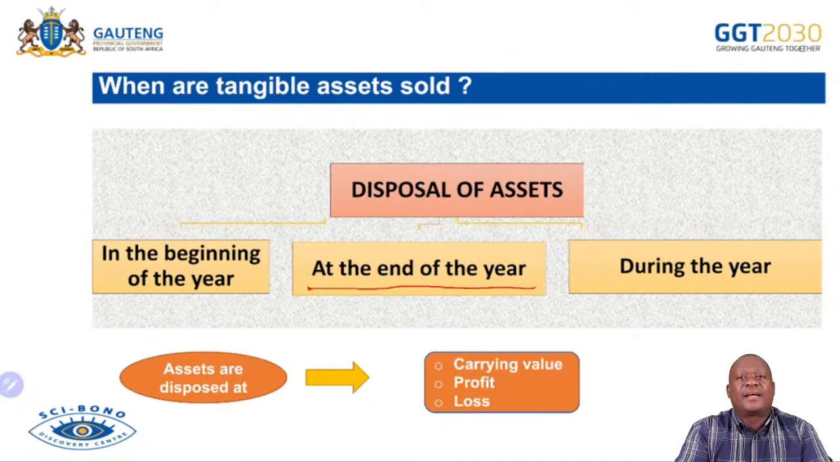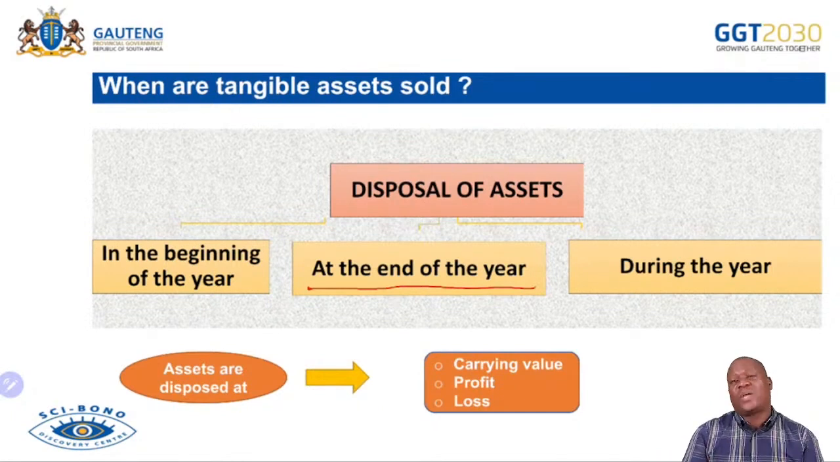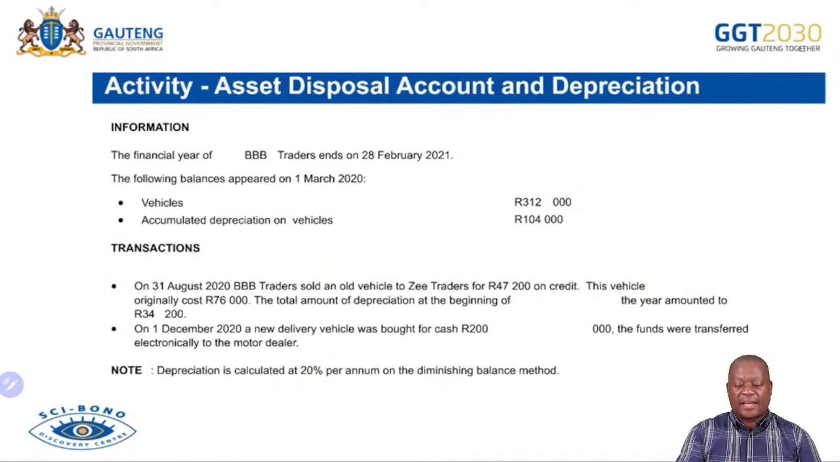But if an asset is being sold at more than its carrying value, we are having a profit. More than carrying value, profit. Less than carrying value, then we are having a loss. Less than carrying value, it means we are having a loss.